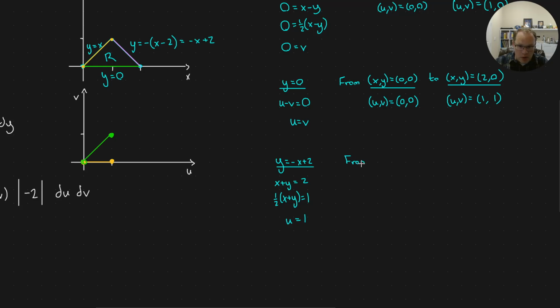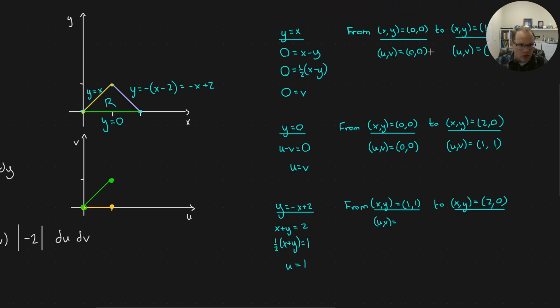And it's going to go from this point here. That's the point 1, 1. From xy equals 1, 1 to xy equals 2, 0. This point right here. Okay, so I need to find those endpoints in UV space. Now these points I've already done. When x and y are both 1, 1, u and v are 1, 0. And at the point where xy is 2, 0, the equivalent uv point is 1, 1.